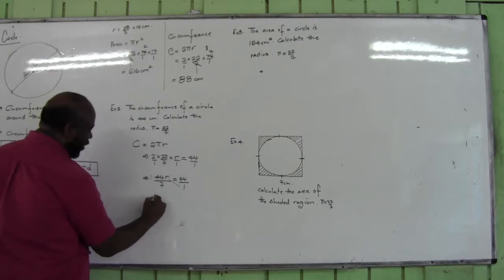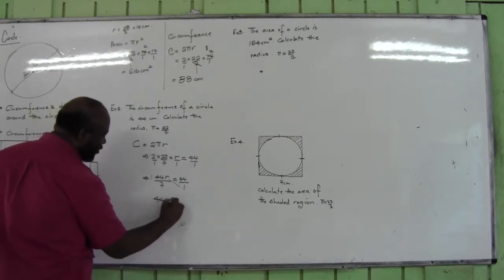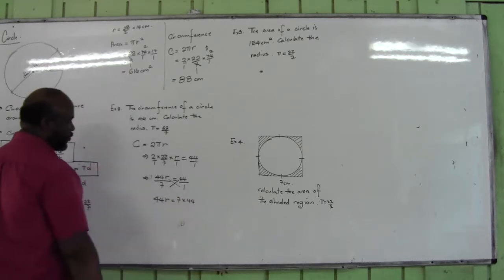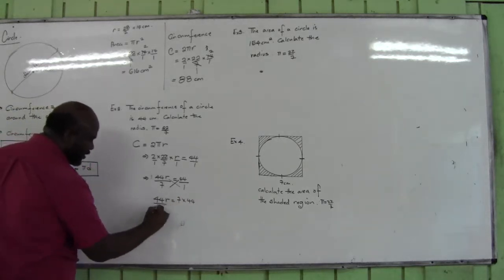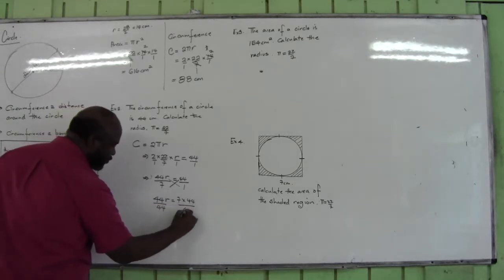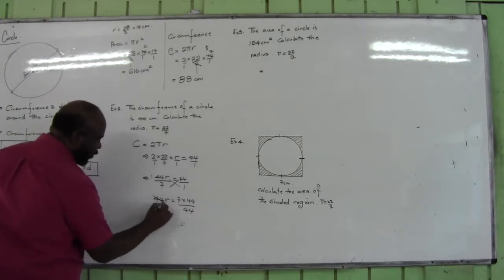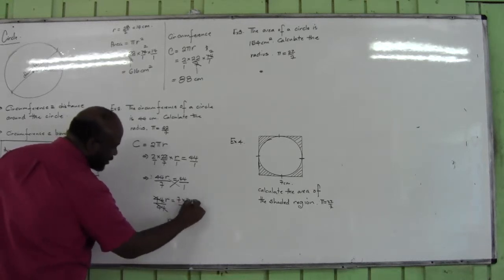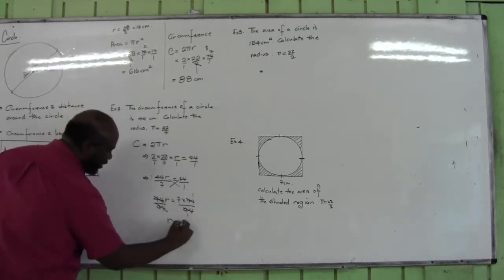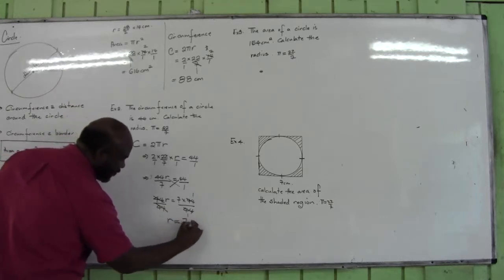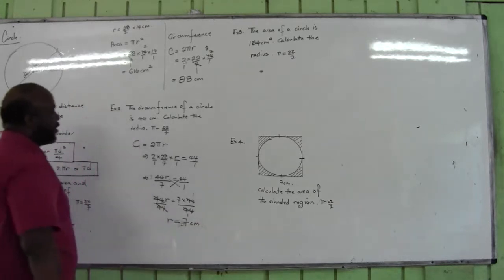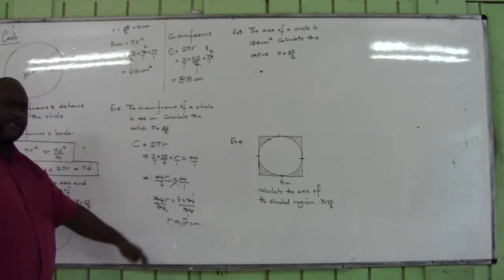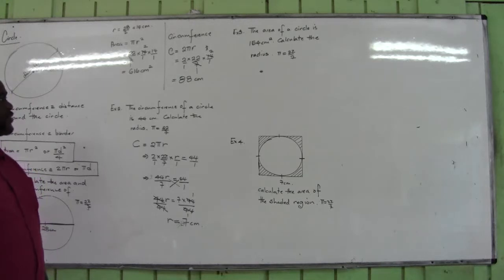So 1 times 44r is 44r, is equal to 7 times what? 44. Next I'm going to divide both sides by 44. 44 cancels 44, R, the radius. 44 here cancels 44 here. 1 times 7 is 7 centimeters. If the circumference is 44 centimeters, the radius is 7 centimeters.